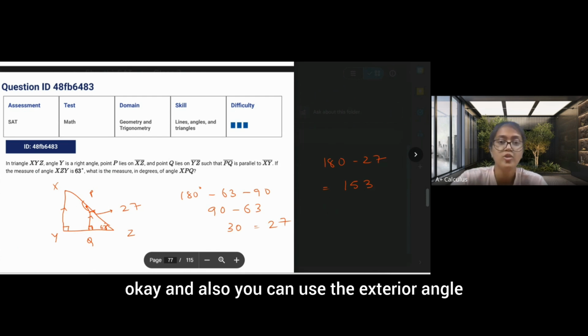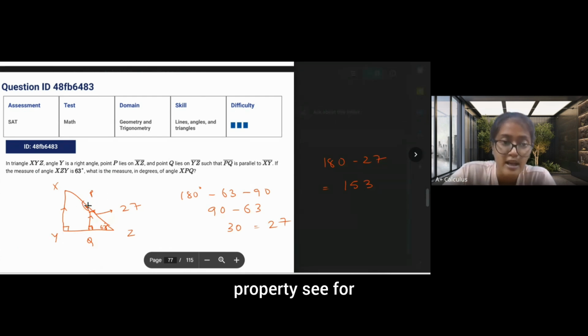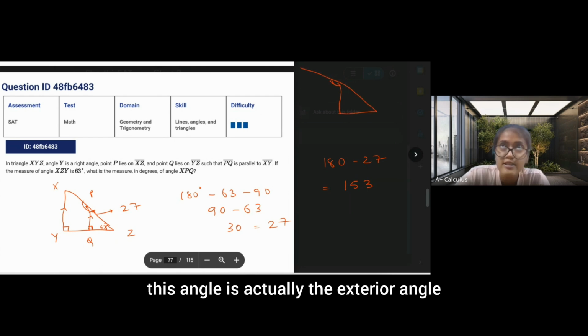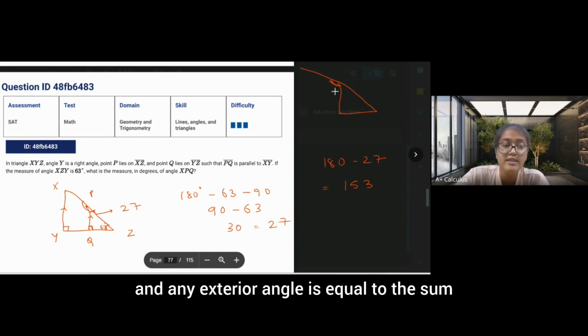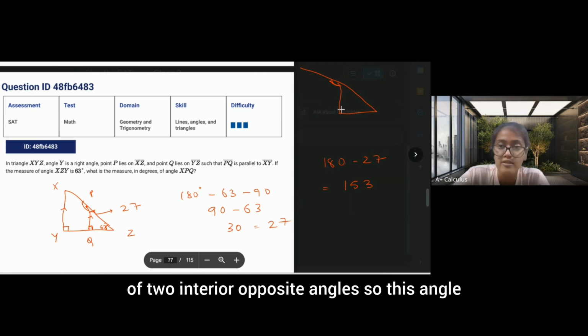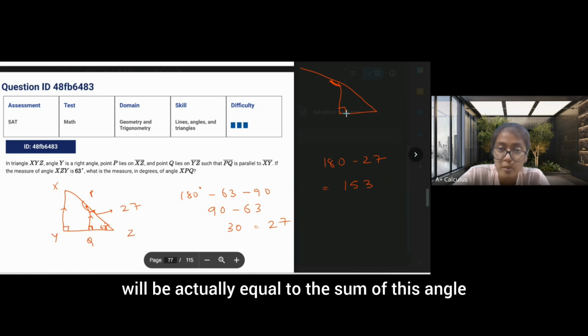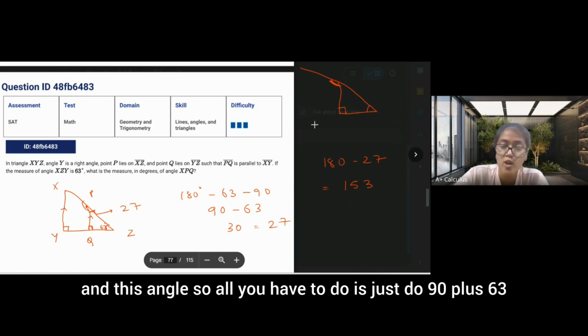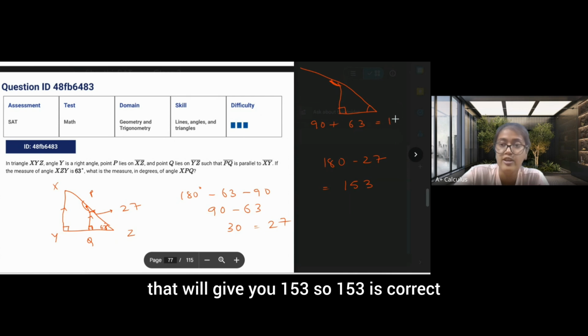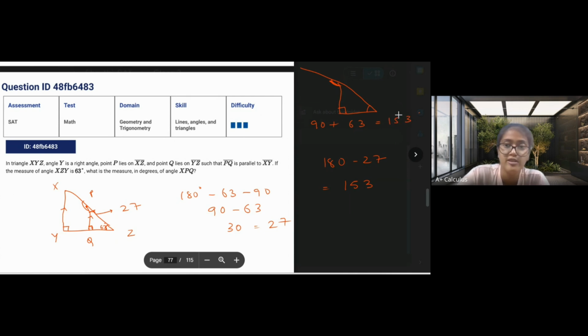Also, you can use the exterior angle property. For this small triangle, this angle is actually the exterior angle, and any exterior angle is equal to the sum of the two interior opposite angles. So this angle equals the sum of this angle and this angle. All you have to do is 90 plus 63, and that gives you 153. So 153 is correct.